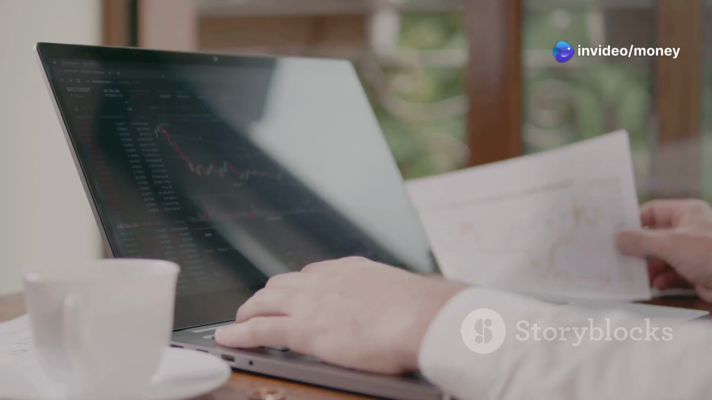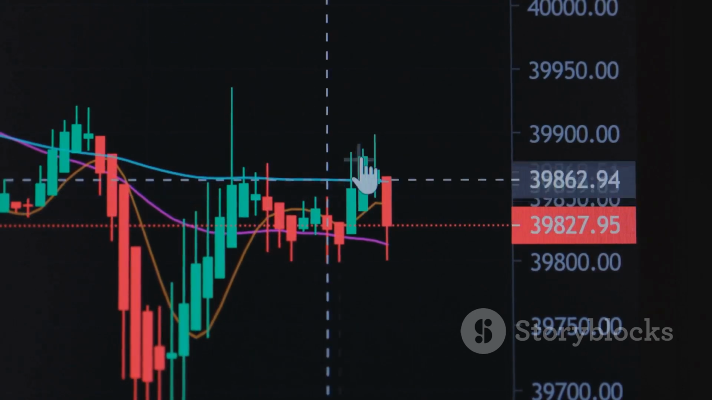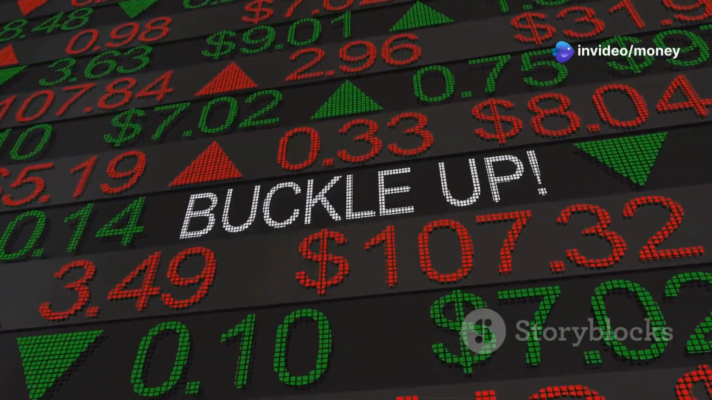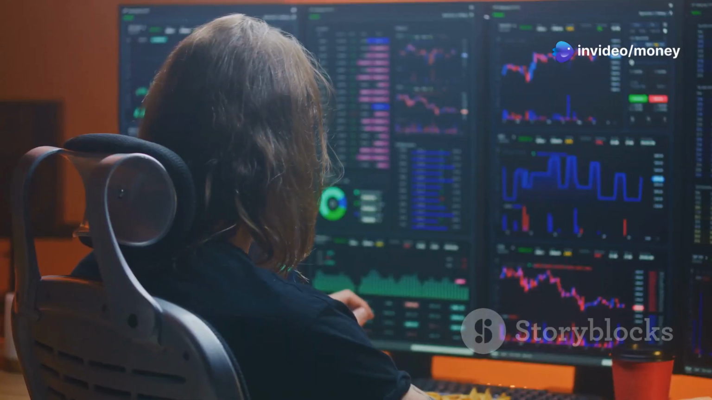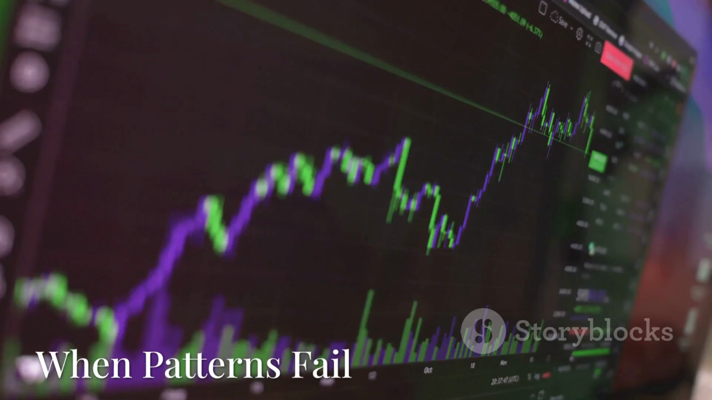Traders often use falling windows to enter short positions. They are betting that the downtrend will continue. They may also use this pattern to add to existing short positions. However, it is important to remember that no trading pattern is foolproof. Traders should always use other indicators to confirm their trading decisions.